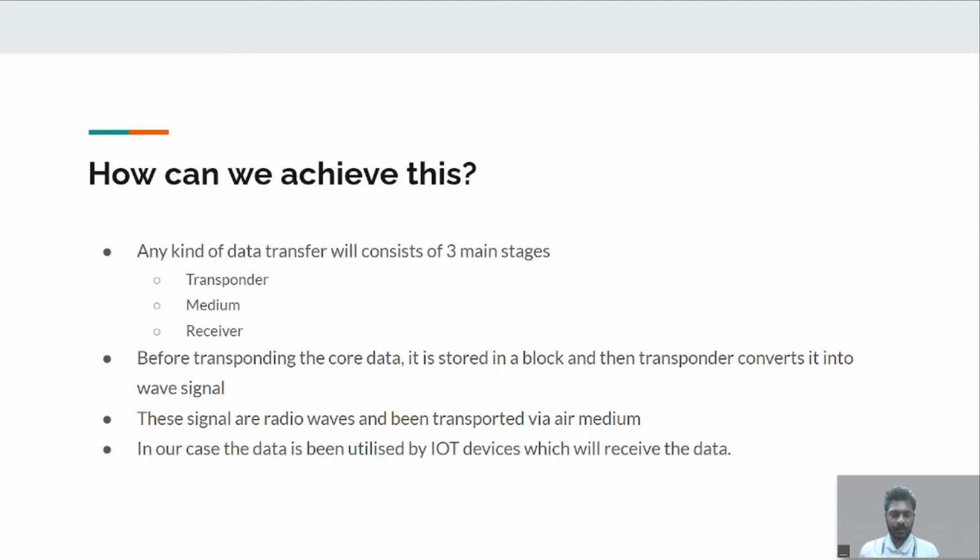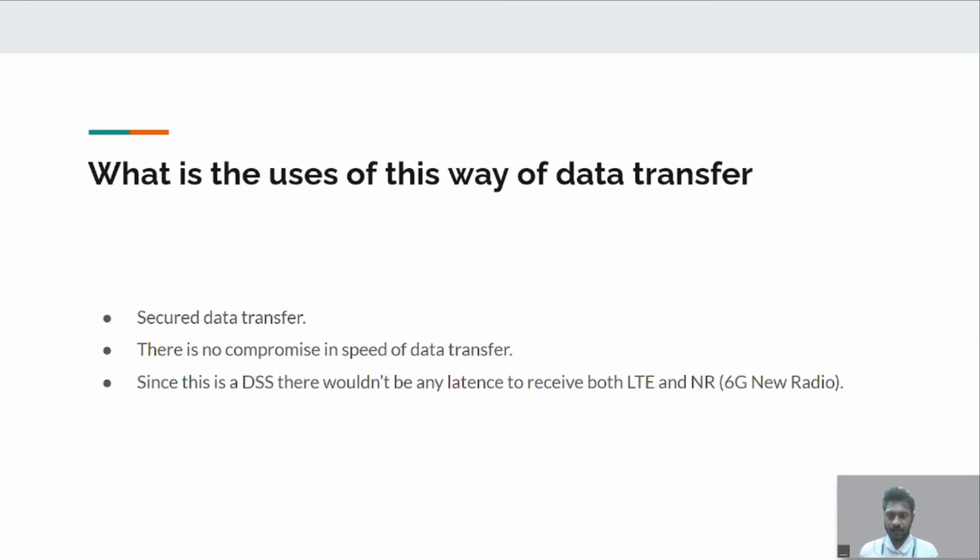These signals are radio waves transmitted through the air medium, and the data is utilized by IoT devices, which in our case are UIoT devices, meaning IoT devices used on land, in air, and in water. Not that they work in all of them, but the IoT devices are utilized in air, in water, or on land.